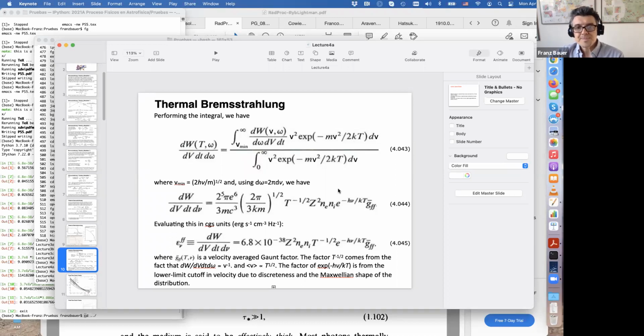And so this Gaunt factor here is now the average Gaunt factor. So we've averaged it over frequency and whatnot. We're not over frequency, we've averaged it over the particle velocities.